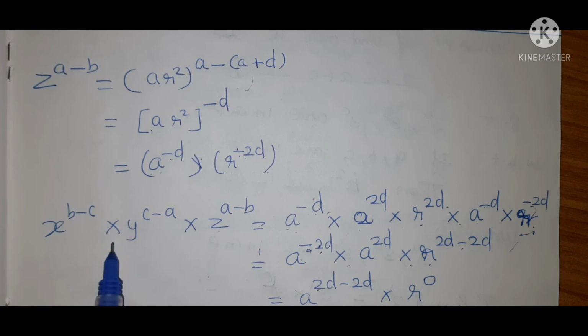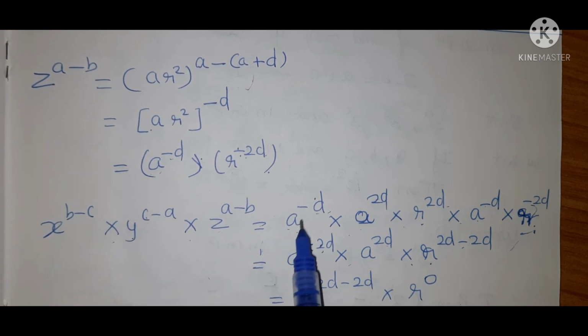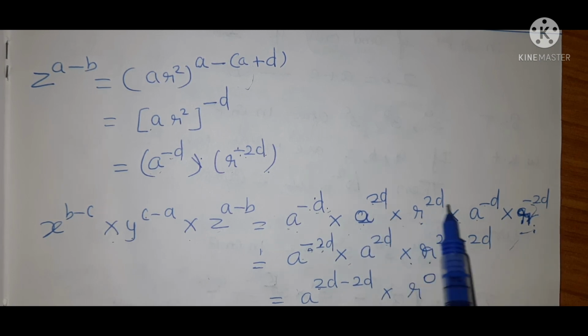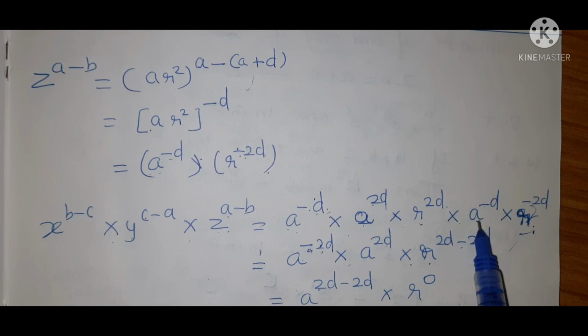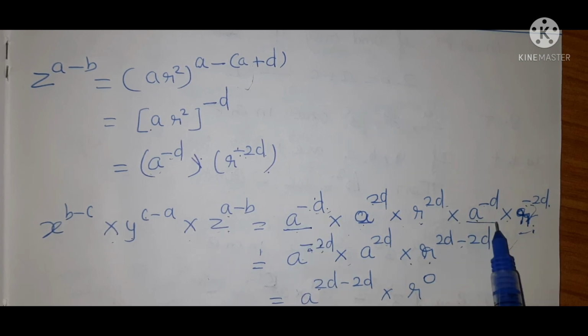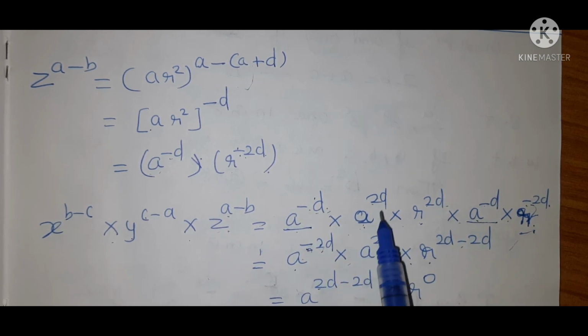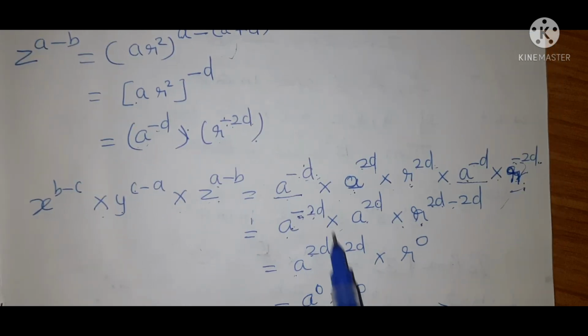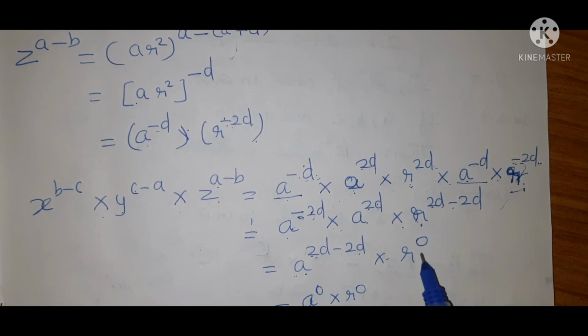x power b minus c into y power c minus a into z power a minus b is equal to: x power b minus c is a power minus d. y power c minus a is a power 2d into r power 2d. z power a minus b is a power minus d into r power minus 2d. a power minus d, a power 2d, a power minus d, we get a power minus d plus 2d minus d. r power 2d into r power minus 2d, r power 2d minus 2d, we get r power 0.